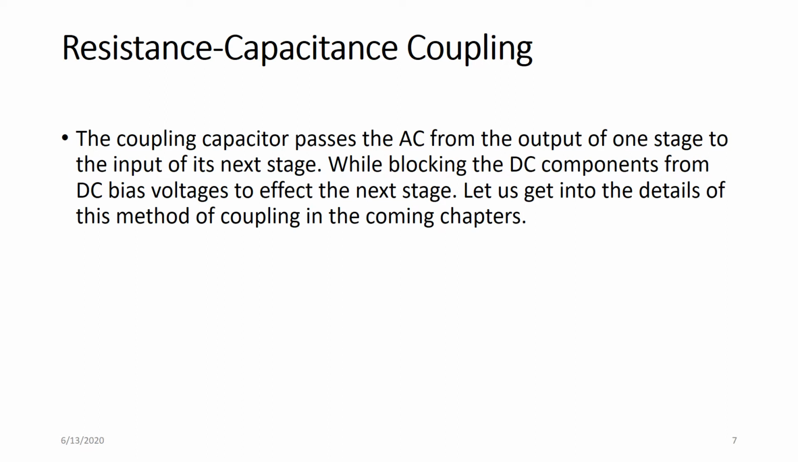So, resistance capacitance coupling. The coupling capacitor passes the AC, alternating current signal, from the output of the first stage to the input of the next stage. It blocks the DC components of the DC bias voltage from affecting the next stage. So let us work on the details of this method.